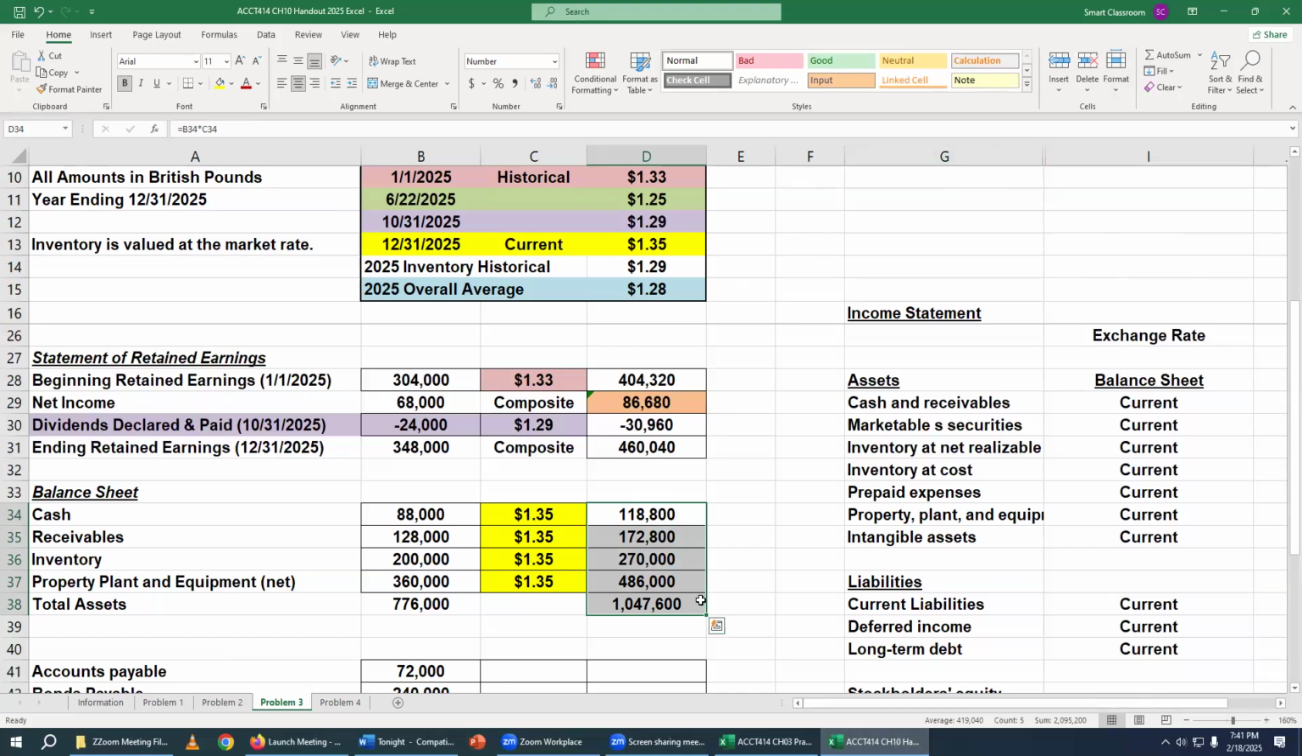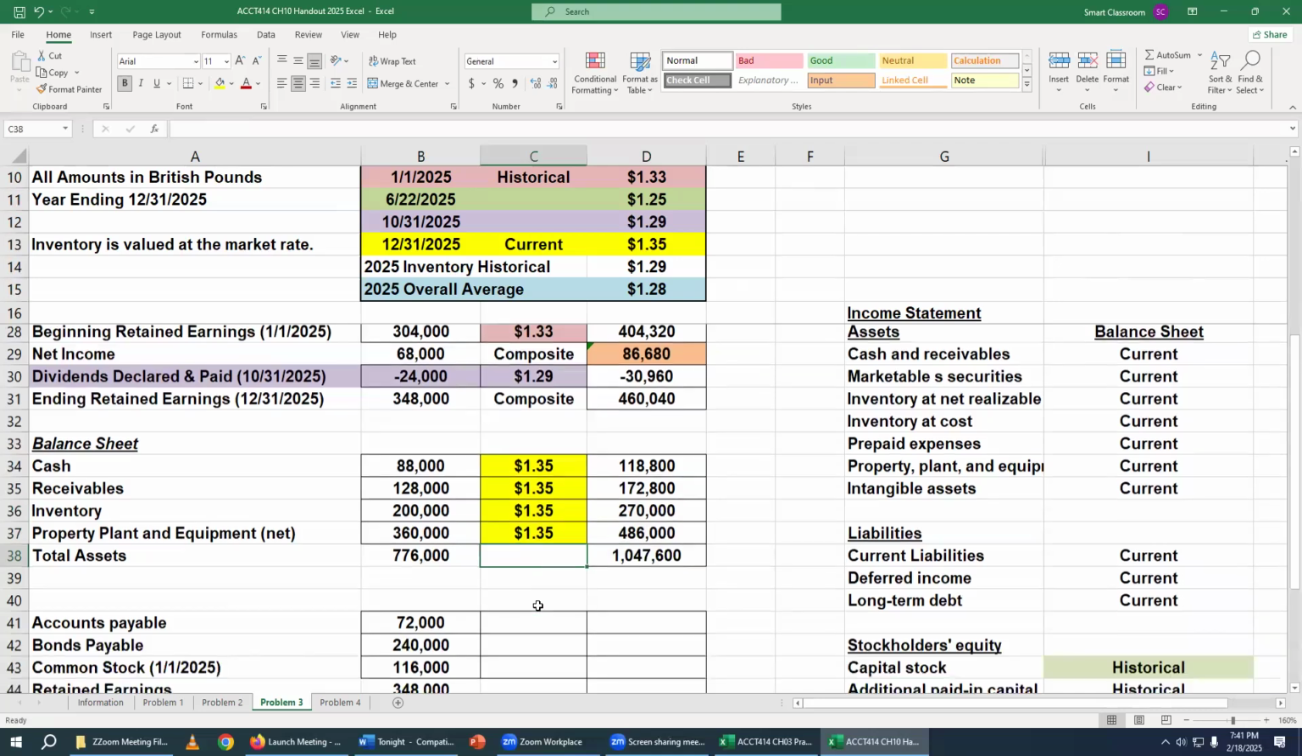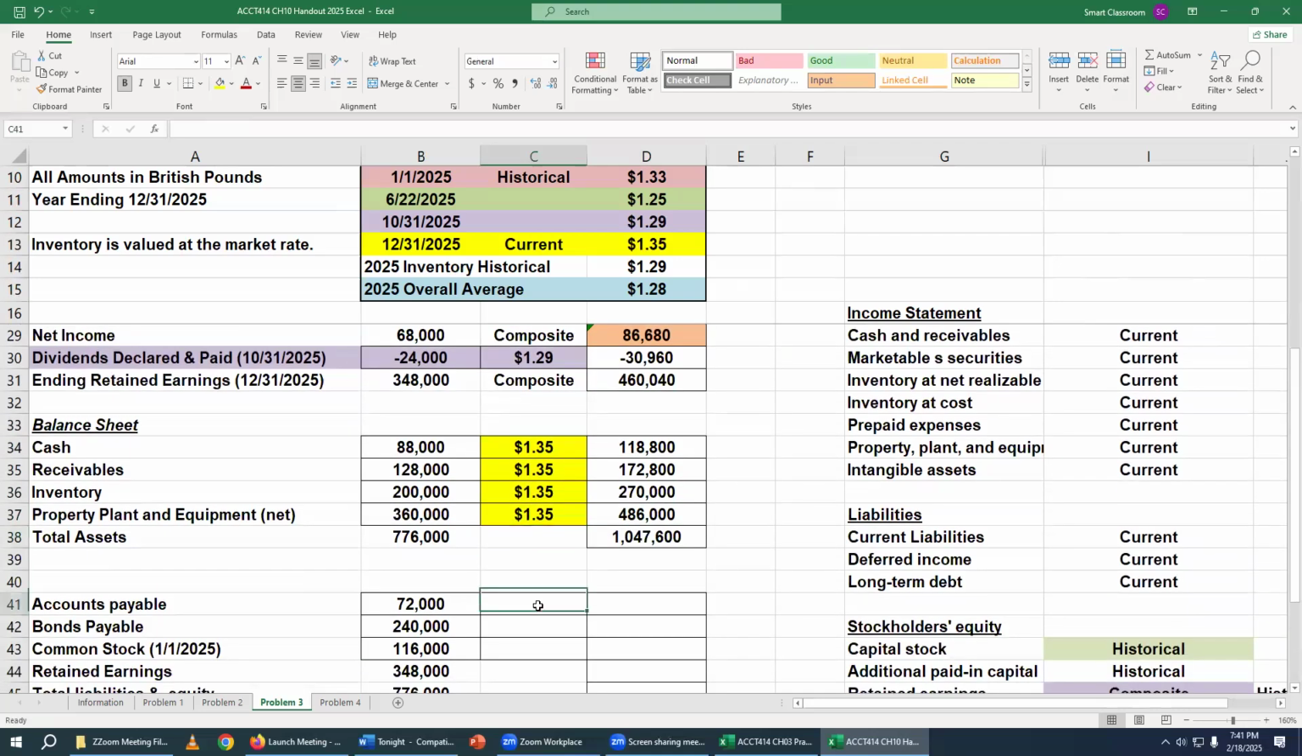Okay. All right. So actually, this one would not be a composite. This would be 135. The balance sheet for the assets, anyways. Okay, down here now. Let me try not to be goofy and do it wrong again.